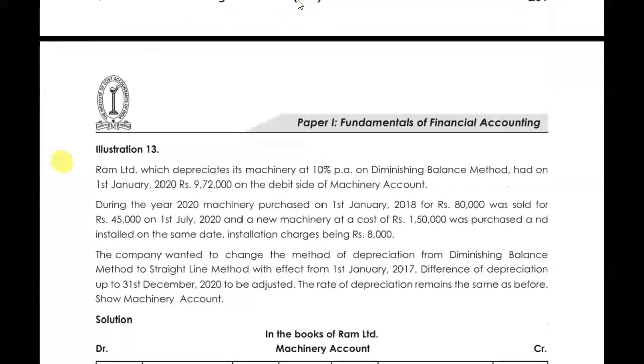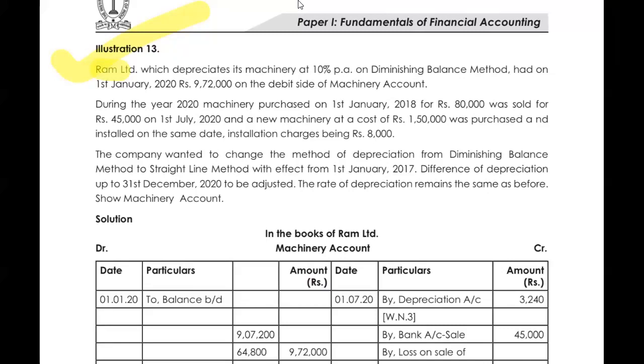There is one example on this. Let us do this. RAM Limited, which depreciates machinery at 10% on the diminishing balance method, had on 1st January 9,72,000 on the debit side of the machinery account. During the year 2020, a machine purchased on 1st of January 2018 for rupees 80,000 was sold for rupees 45,000, and on 1st of July 2020 a new machine at a cost of 1,50,000 was purchased and installed on the same date. Installation charges are 8,000.